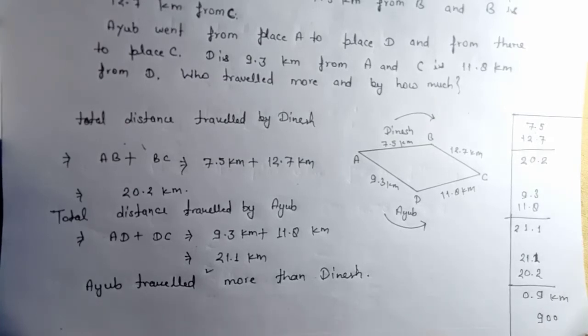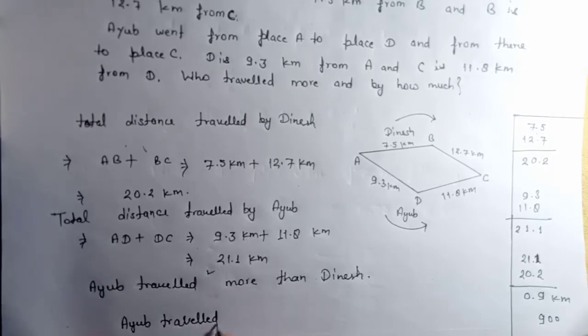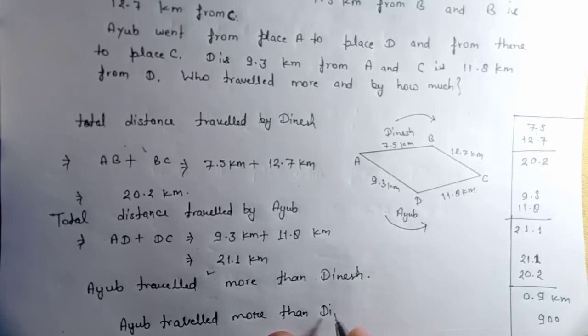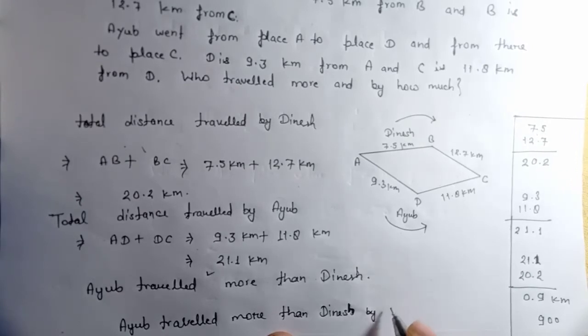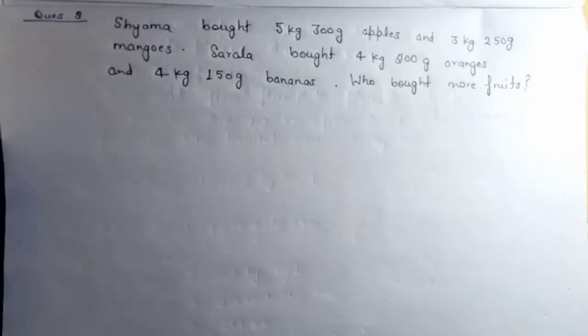So Ayub travelled more than Dinesh by 900 meters. This is your answer. We have one more question.